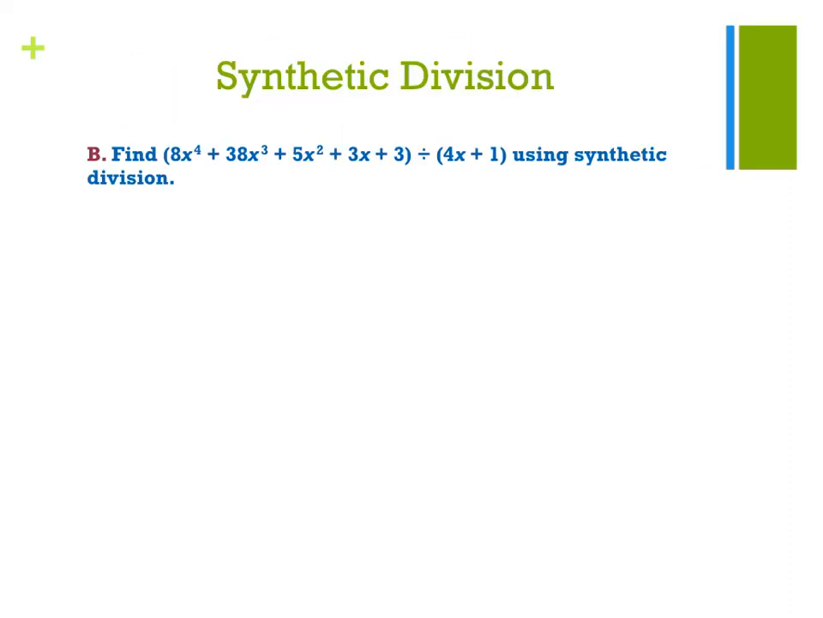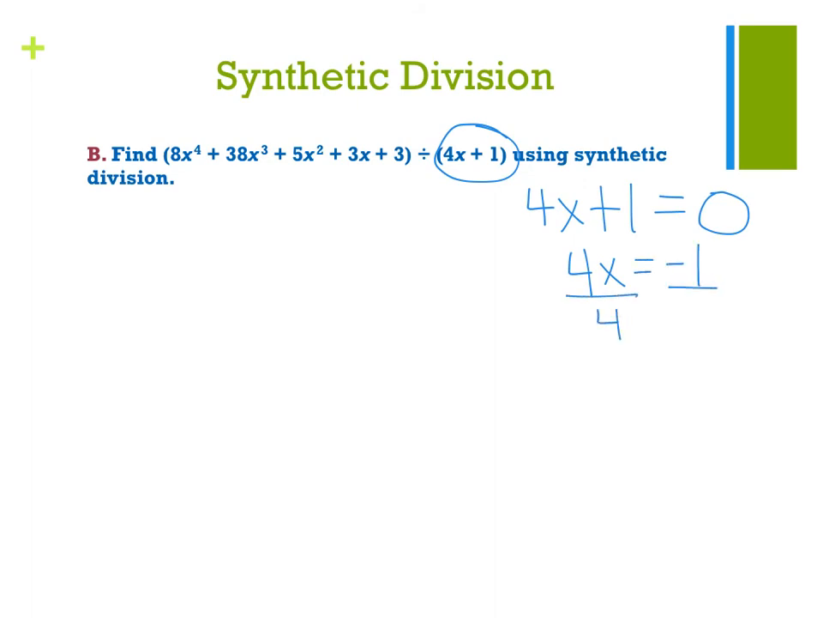All right, so we're going to look at another example of synthetic division here. This time we have a little bit different divisor. Our divisor this time is 4x plus 1. So if I find the 0 for the divisor, I set 4x plus 1 equal to 0. That implies 4x equals negative 1 if I subtract 1 from both sides. And when I divide by 4 on both sides, x equals negative 1/4. So this time I am going to go ahead and put negative 1/4 as my divisor.